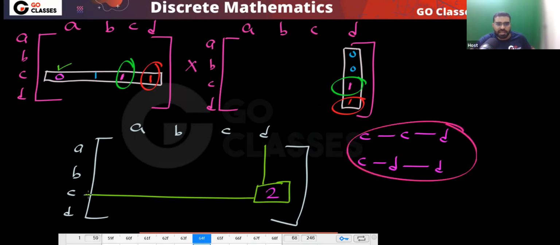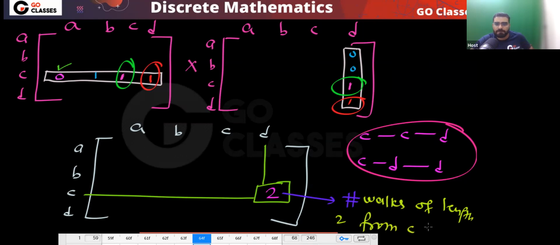So this value 2 is telling you the number of walks of length 2 from C to D. Yes or no? This value 2 is telling you the number of walks of length 2 from C to D. Please tell me, is this clear? A very simple point.